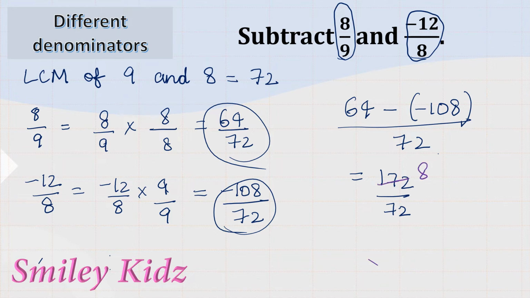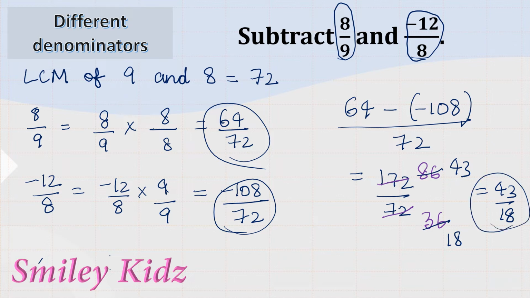2 times 86, 2 times 36. We can further simplify this. 2 times 43, 2 times 18, which is equal to 43 by 18. So, therefore, when we subtract 8 by 9 and minus 12 by 8, we get the solution as 43 by 18.